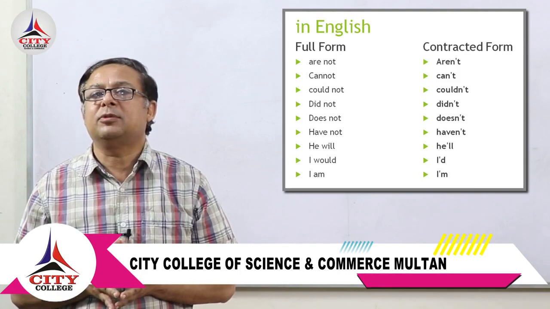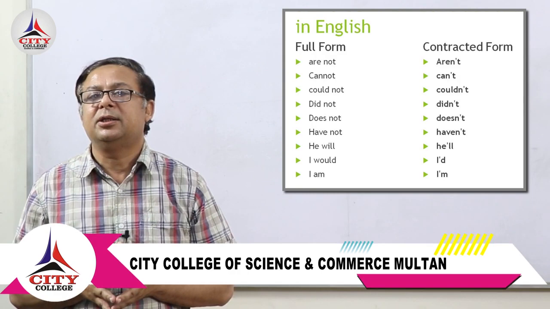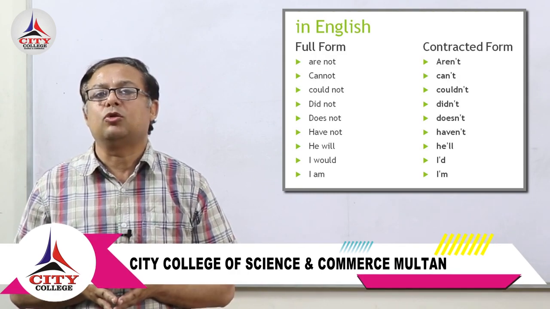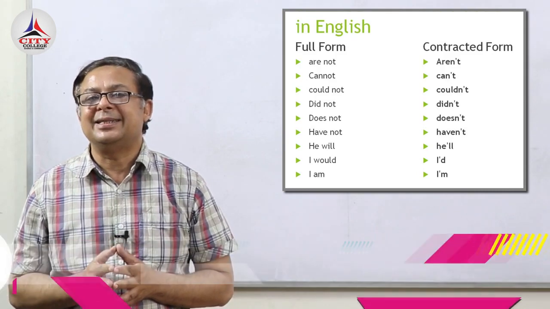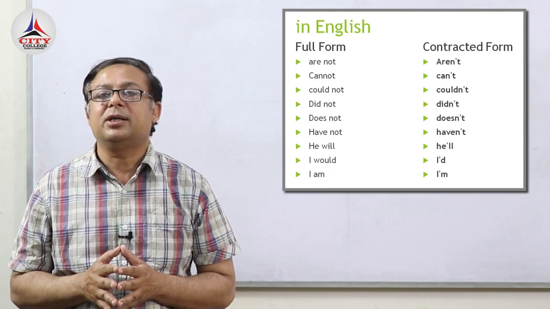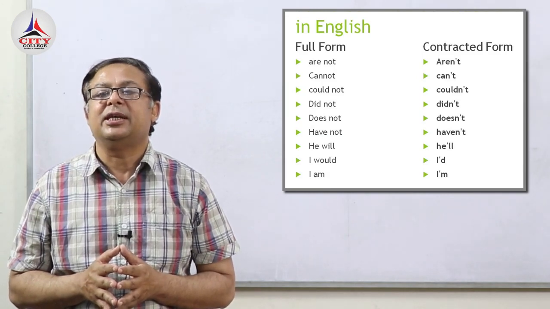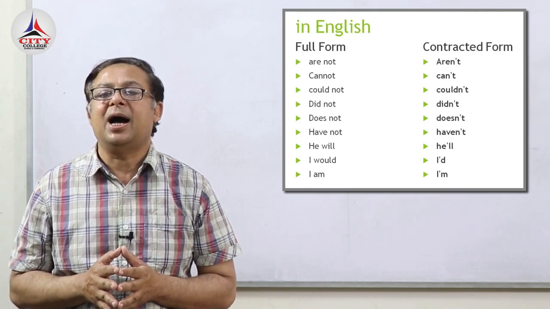Okay, here are some common contractions. Are not is contracted as aren't, cannot, can't, could not, couldn't, did not, didn't, does not, doesn't, have not, haven't, he will, he'll, I would, I'd, I am, I'm.